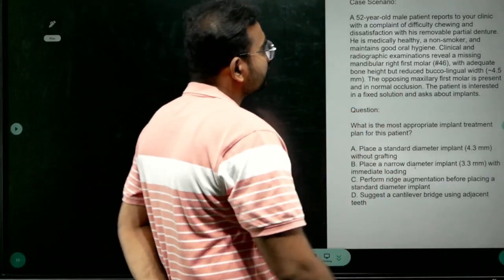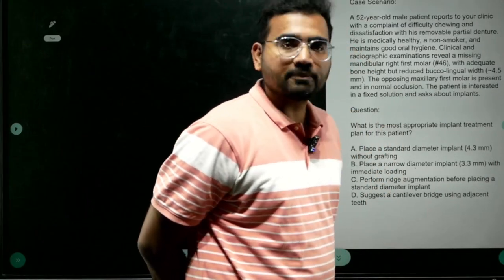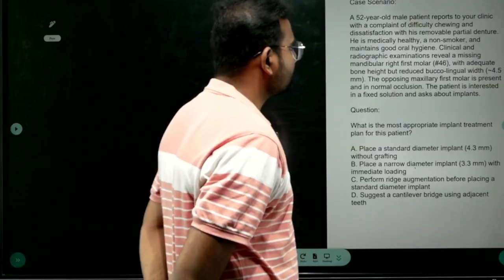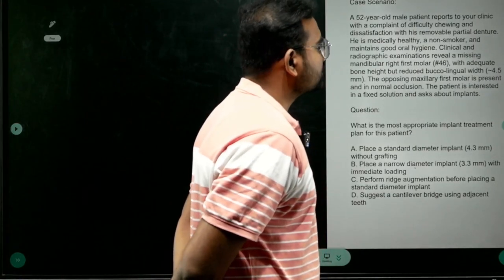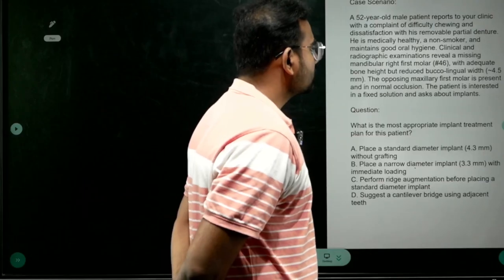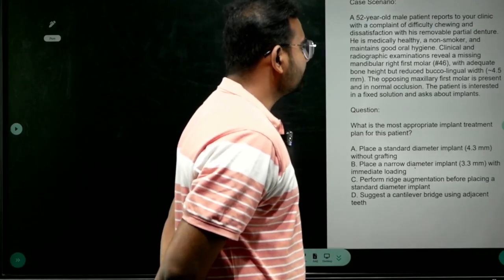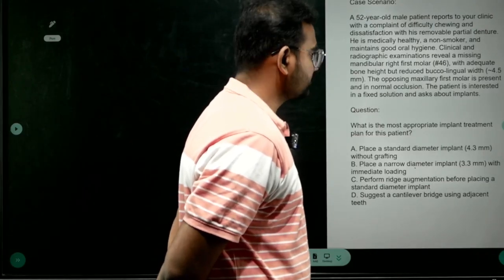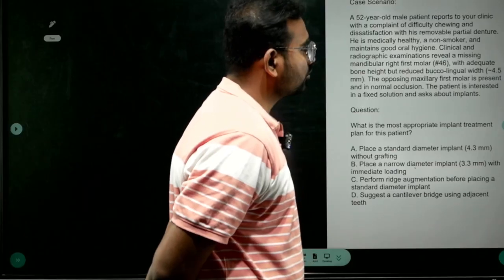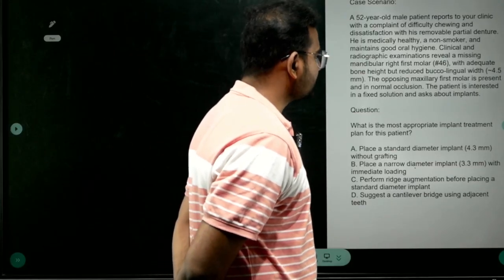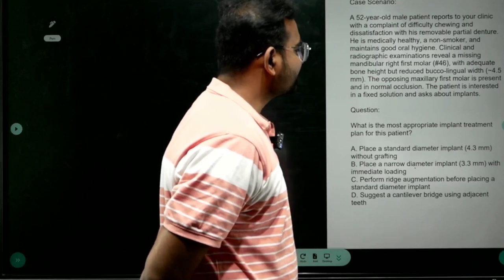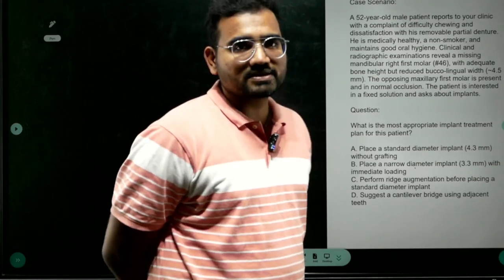A 52-year-old male patient reports to your clinic with the chief complaint of difficulty chewing and dissatisfaction with removable partial denture. He is medically healthy, a non-smoker and maintains good oral hygiene. Clinical and radiographic examination revealed a missing mandibular right first molar 4.6 with adequate bone height but reduced buccolingual width of 4.5 mm. The opposing maxillary first molar is present and is in normal occlusion. The patient is interested in a fixed solution and asks about implants.